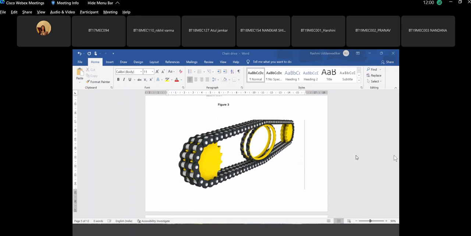Ma'am, the chains are wrapping around the sprocket. That is chordal action.